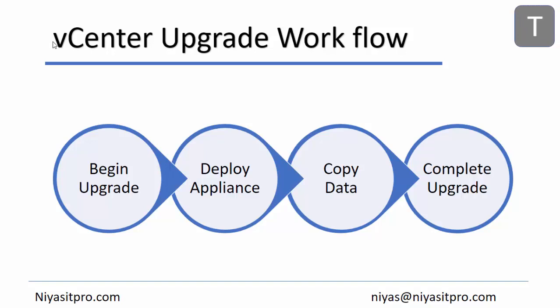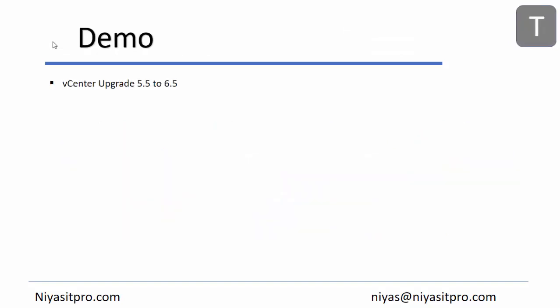A simple vCenter 5.5 upgrade involves two stages. During the first stage, a vCenter appliance will be deployed with a temporary IP address. In the second stage of migration, data is copied from the source appliance to the vCenter 6.5 appliance. The source appliance will shut down once the new appliance completes its setup. In case of any difficulty, you can shut down the new vCenter and start up your old vCenter Server. Now let us start the vCenter upgrade 5.5 to 6.5 demonstration.